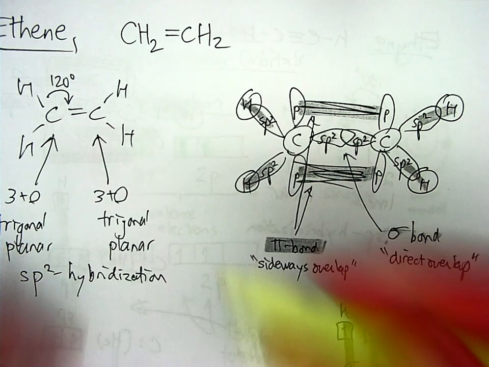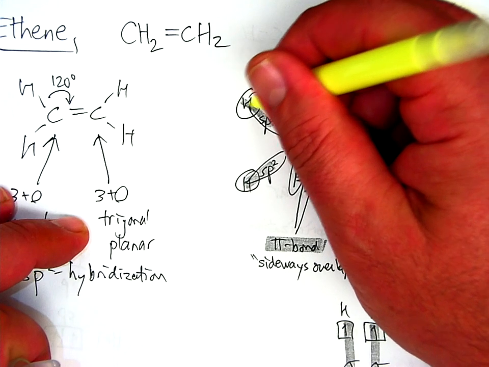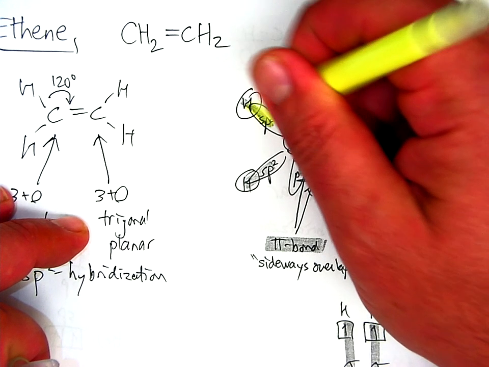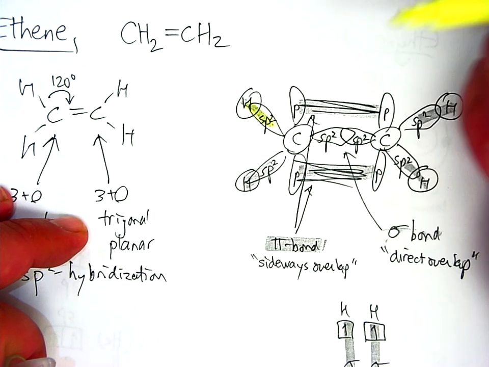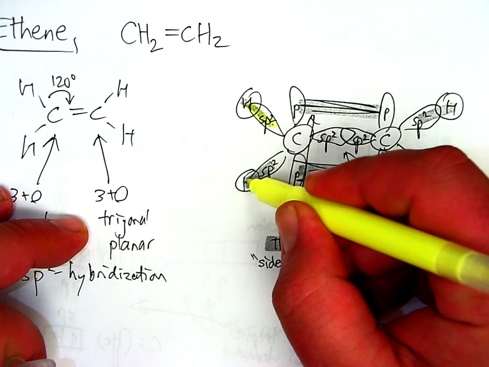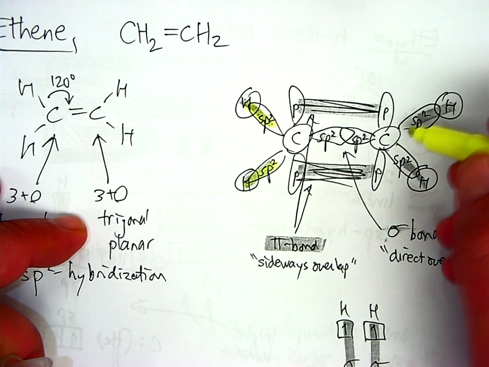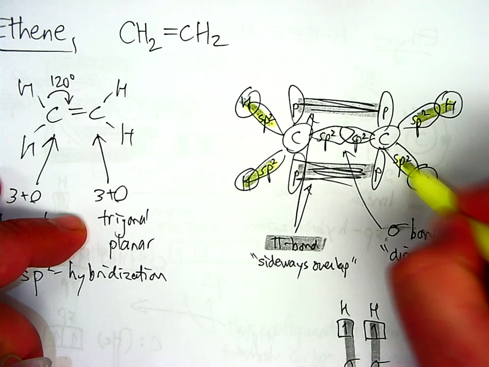Okay, we've got our one bond between hydrogen and carbon, forming a sigma bond here between the 1s orbital of hydrogen and the sp2 hybrid orbital of carbon. Same with the second carbon-hydrogen bond. You also see this is true on the other atom as well.